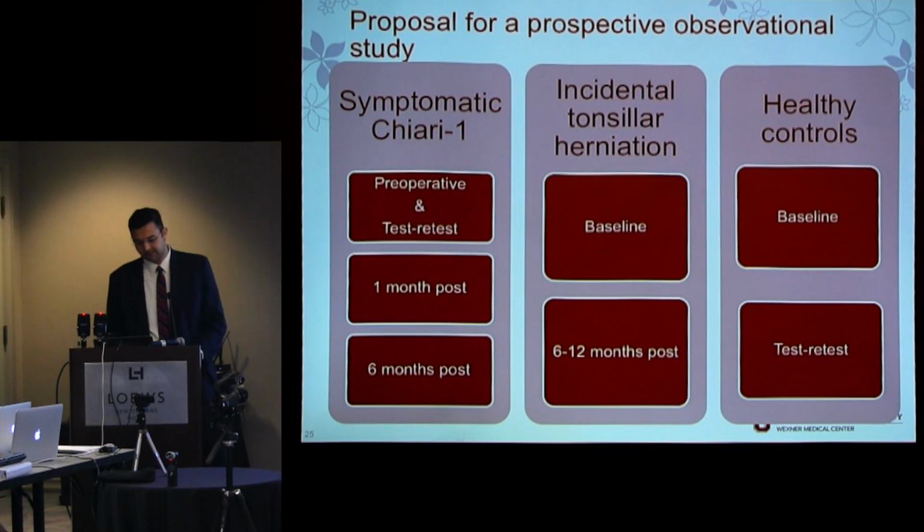A study for this kind of analysis could look something like this: you have a group of symptomatic Chiari patients who have preoperative imaging, and a small subset of these would have a retest at baseline, and then they would have 1 month post and 6 months post to look at these microstructural changes. Then another group of people with incidental tonsillar herniation with a baseline assessment and a 6 to 12 month follow-up as well. And finally, healthy controls to understand baseline, but also a small proportion of those would have a retest reliability metric as well.